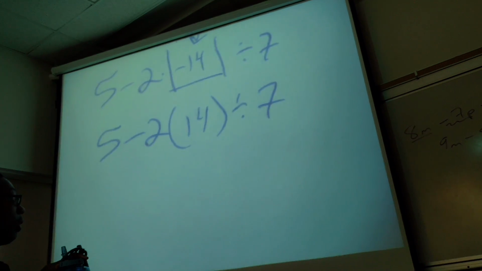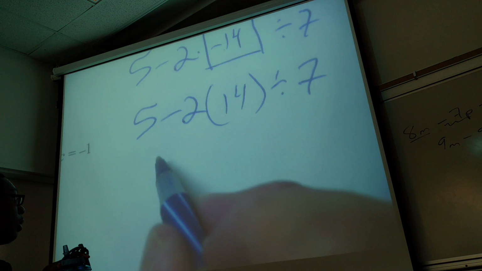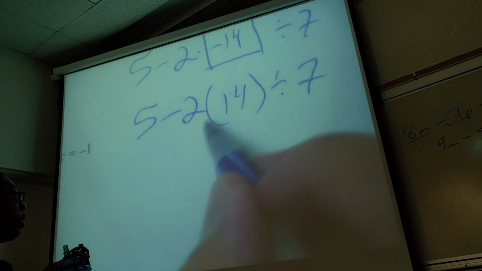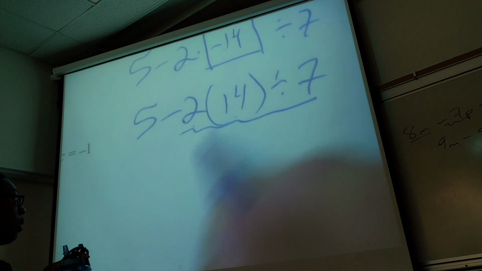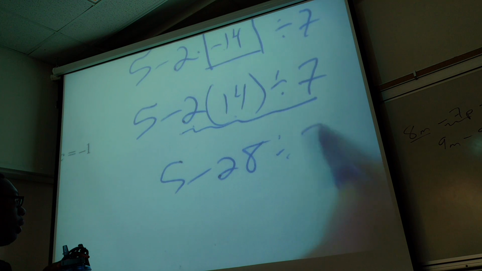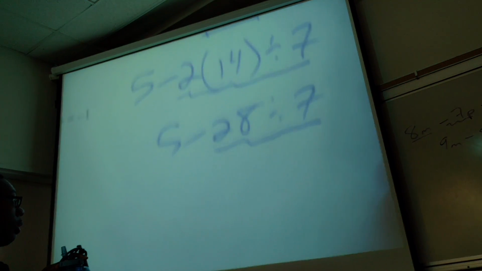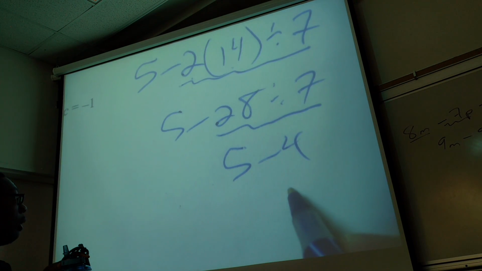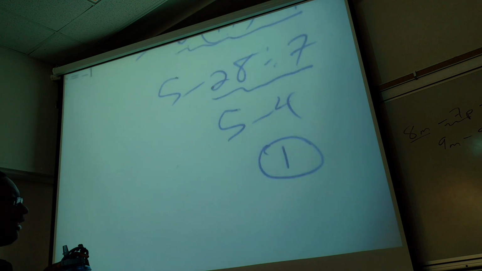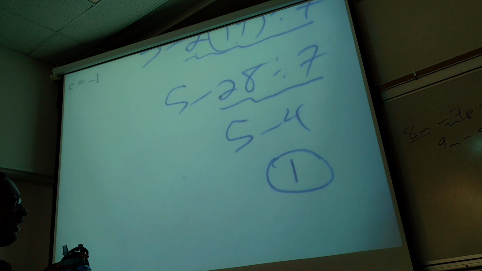All right. 2 times 14. Now what do you do next? Yeah. 2 times 14. You do this part as it comes. Twice 14 is 28. 28 divided by 7 is 4. 5 minus 4 is... one. Sweet. Wasn't that bad? Come on.